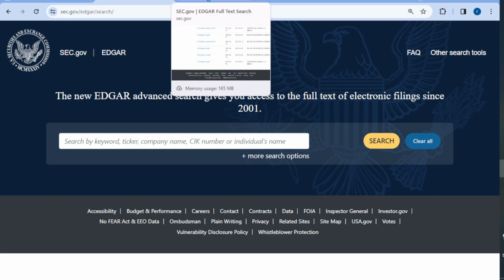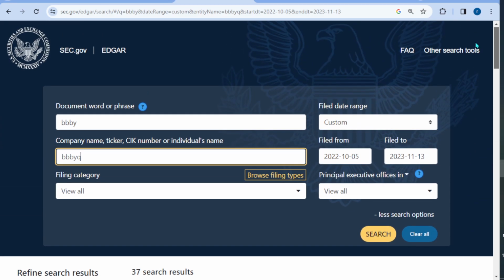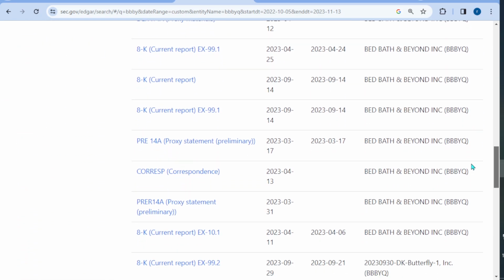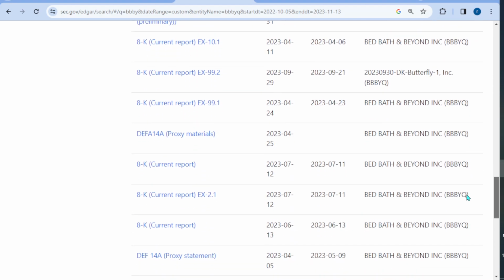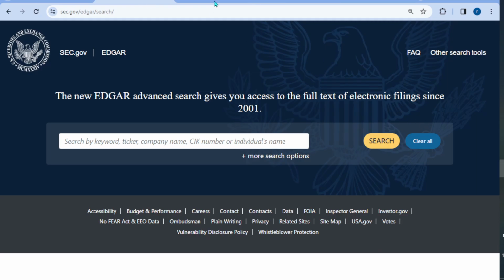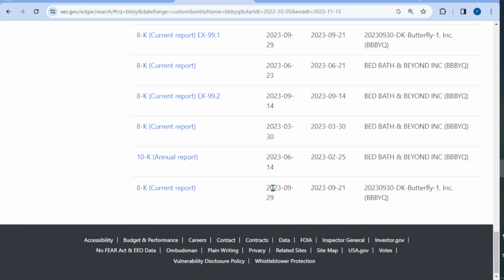Now, I already went ahead and did that, and essentially, this is what popped up. So I'm just going to show you right here. We put in BBYQ, and then we're going to scroll all the way down. What we want to look for is some sort of filing that is very close to this end date right here. That's September 29th, 2023. So going back, we can see that all the way down here, September 29th, 2023. And this is under an 8K report.